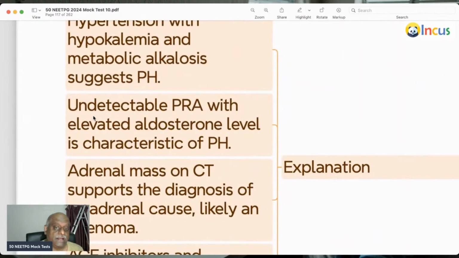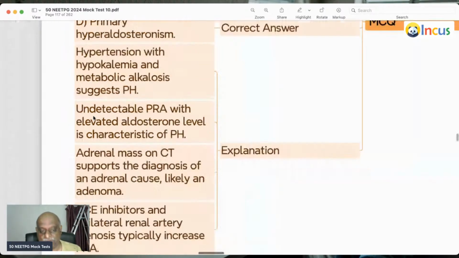Similarly, when primary hyperaldosteronism is there, aldosterone is produced by the adrenal adenoma. It does not need any renin to stimulate aldosterone production. Hence, plasma renin activity is undetectable. You can't find it. The combination of undetectable plasma renin activity with elevated aldosterone suggests that, oh, this aldosterone is produced by adrenal adenoma, which is primary hyperaldosteronism.